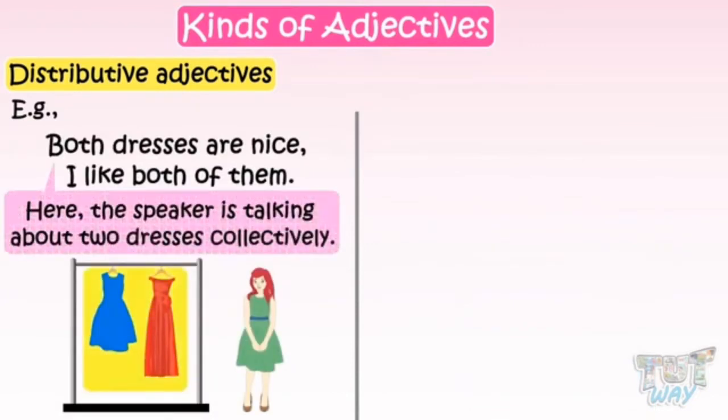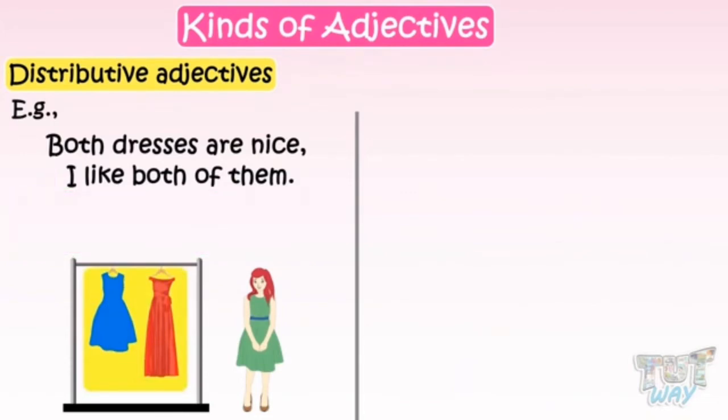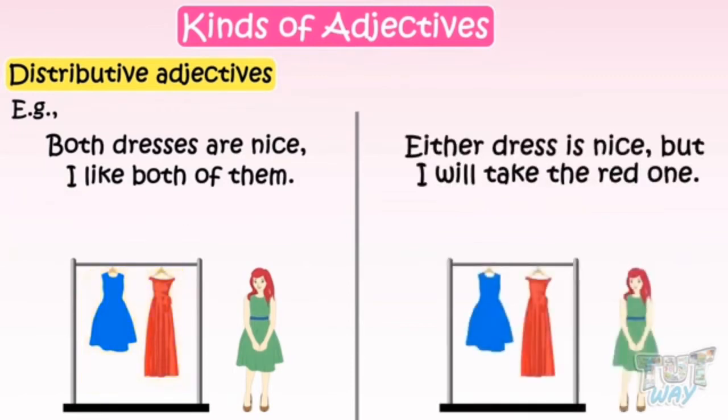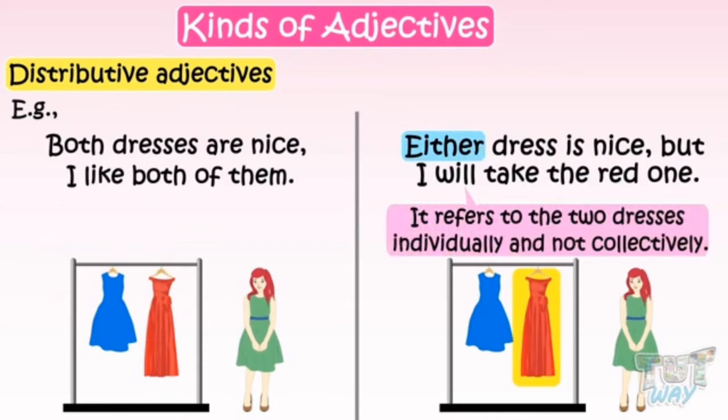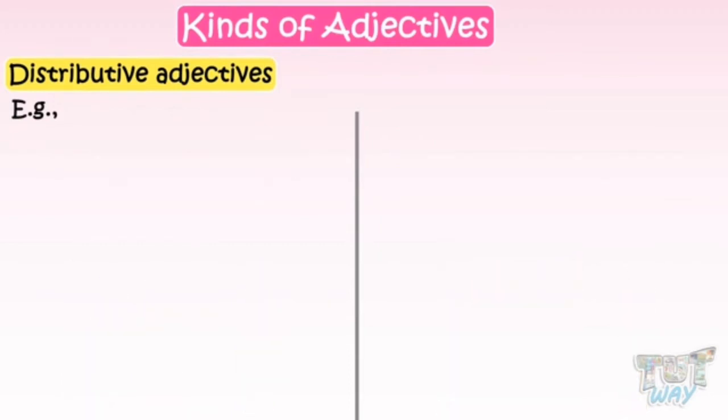So also in the example, both dresses are nice. I like both of them. The speaker is talking about 2 dresses collectively. But in either dress is nice, but I will take the red one. Of course, you notice that the speaker here is referring to 2 dresses individually and not collectively. I hope that is clear.